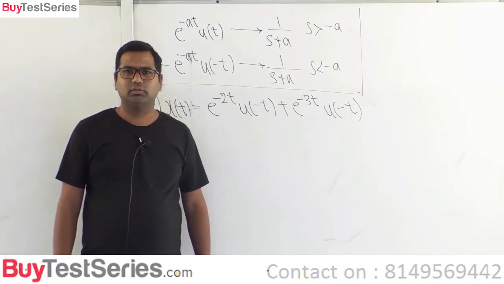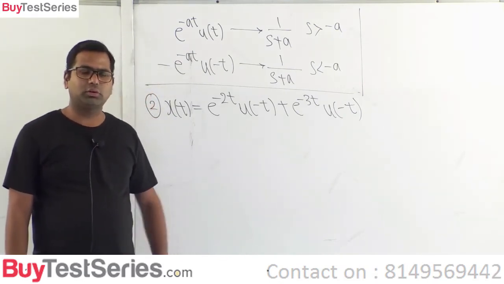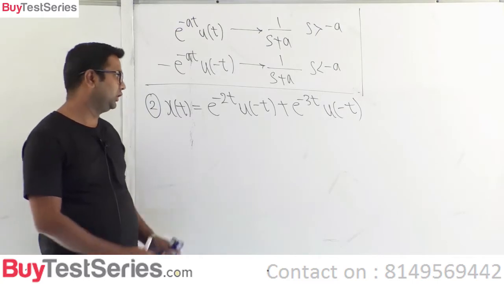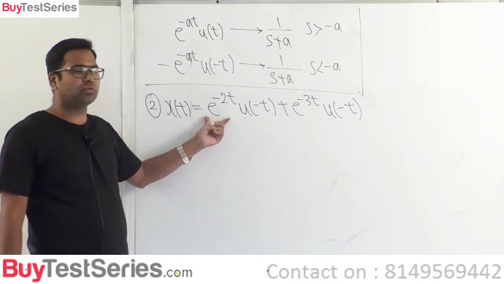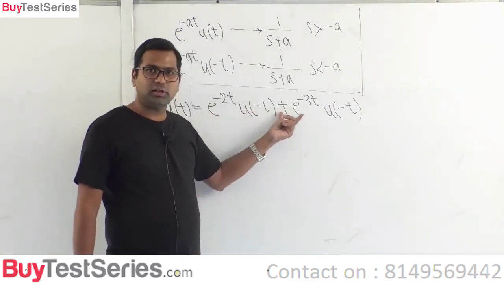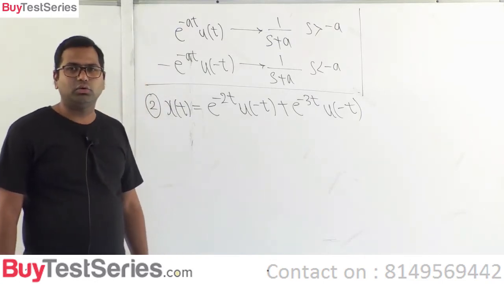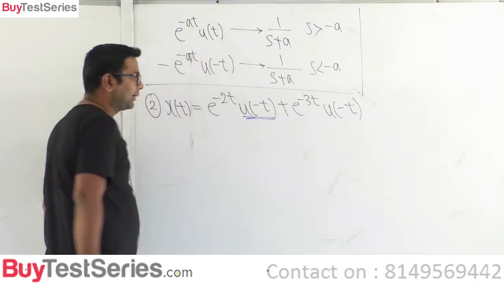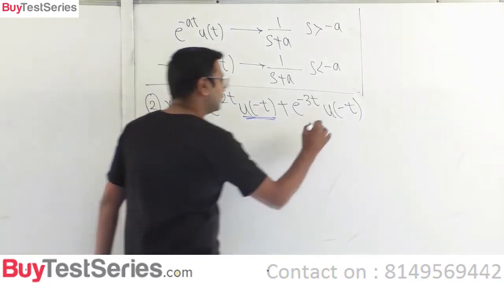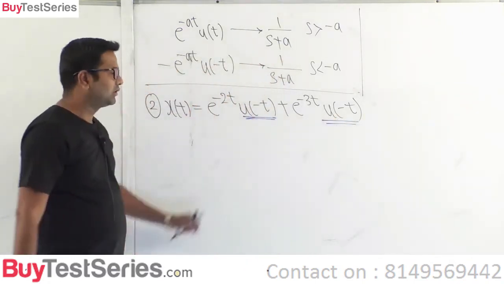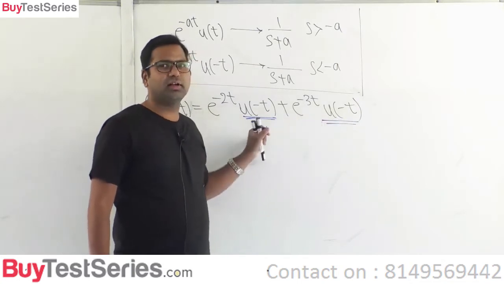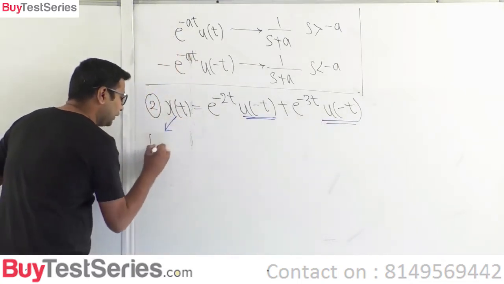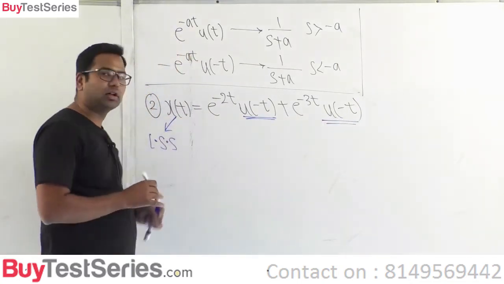The next question that we are going to solve in order to understand the properties of ROCs is e raised to minus 2t u of minus t plus e raised to minus 3t u of minus t. As you can observe, we have u of minus t, and here also we have u of minus t. Since both the portions have u of minus t, the signal x of t can be called as the left-sided signal.